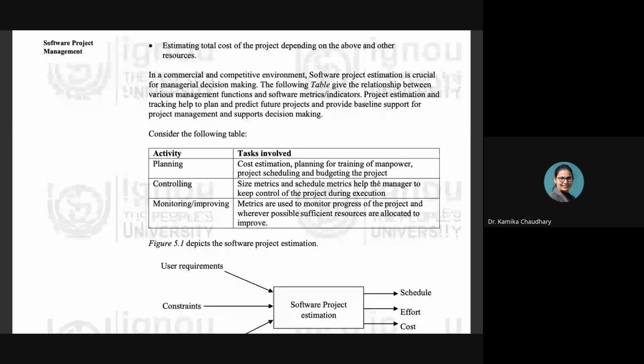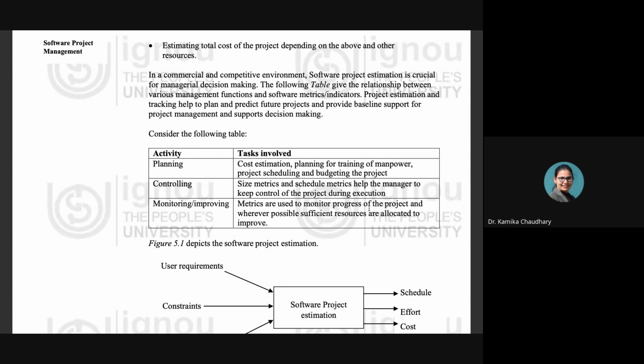Size metrics and schedule metrics help the manager to keep control of the project during the execution. Monitoring and improving metrics are used to monitor the progress of the project, and whenever possible, sufficient resources are allocated to improve. So what is happening in the case of monitoring? Obviously, they help us to monitor how much progress has been made in the development of the project. If it is not up to the mark, if it is not up to the schedule, then obviously the project manager is going to hurry in order to complete the project on time.